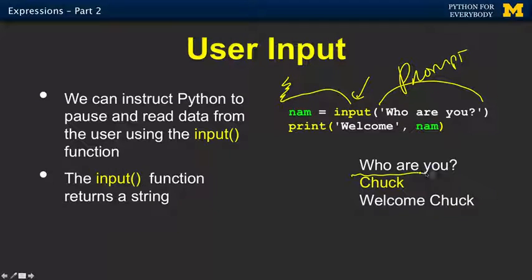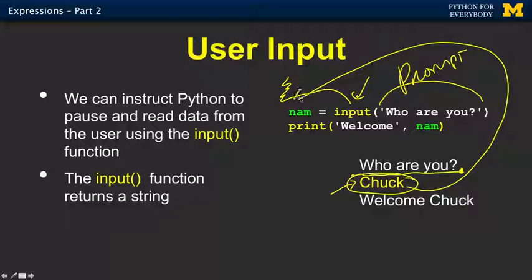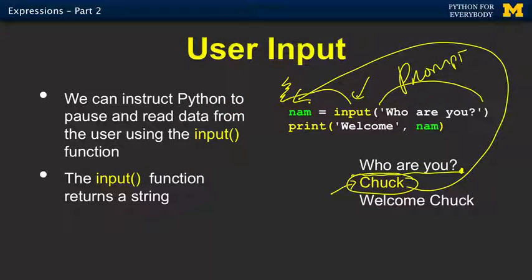It prints out, who are you, and then it waits. And then we type into the keyboard, chuck, and then we hit the enter key, and then it takes this string right here, and then it puts it in this variable right here. It is a string. Even if I typed in 1, 2, 3, 4, it would be the string 1, 2, 3, 4, not 1,234. Okay? And so this program at this point pauses until we type and we hit the enter key, and then it takes that line of input, including spaces, whatever I've typed, and puts it in that variable. And then the program continues.